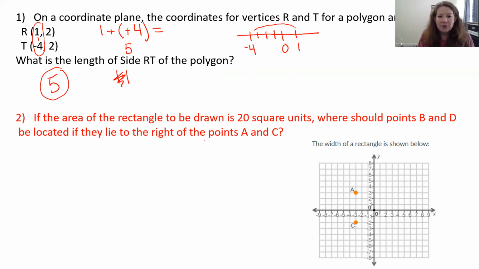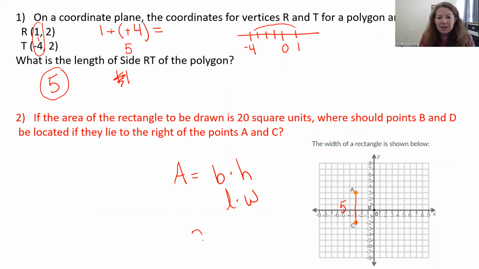If the area of a rectangle to be drawn is 20 square units, where should points B and D go? Or where should they be located if they lie to the right of points A and C? All right, so area is base times height or length times width, whichever way you want to say it. So we know that the space between A and C is 1, 2, 3, 4, 5. This is 5 spaces, correct?